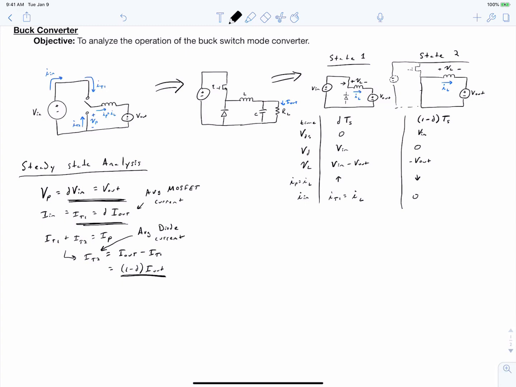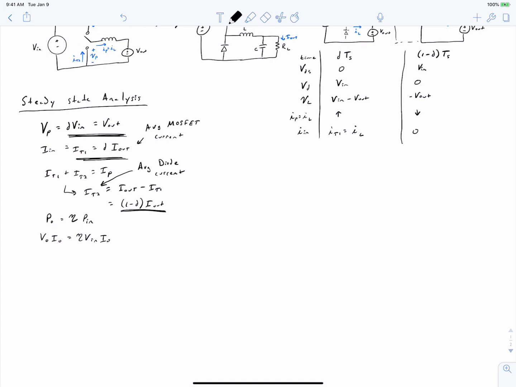Finally, we can summarize the steady state power flow equation as saying that our output power must equal our efficiency times our input power. And if we express this in terms of the average current quantities, we can write that our output voltage times our output current must be equal to our efficiency times our input voltage times our input current. So with these expressions, you get the complete steady-state analysis of the buck converter.